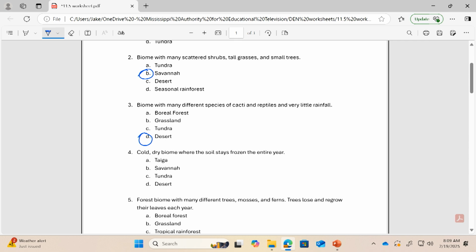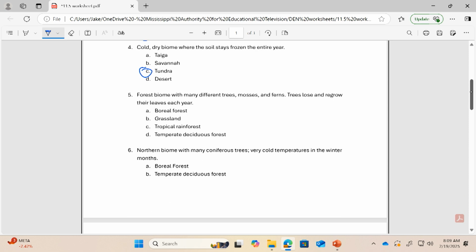Number 4. A cold, dry biome where the soil stays frozen the entire year. Okay, so the one that stays frozen the entire year, that's called the tundra. Remember that frozen soil is called permafrost, and that's very important in this biome. That's why we don't get very many trees growing here, right? So great job. Let's keep it going.